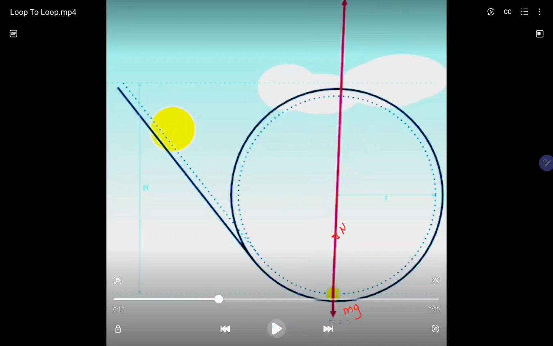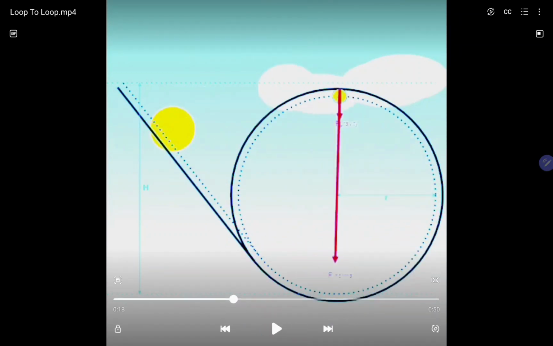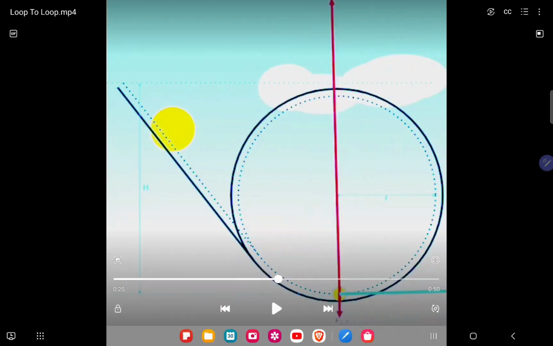And at the top of the circular path, as we can see here, both the weight of the object, mg, and the normal force are directed downward to the center of the circular path. At the bottom of the circular path, the normal force is greater than the weight. This is mg, and this is the normal force. Let's go to the example and solve it.